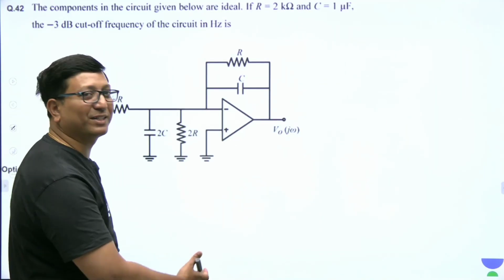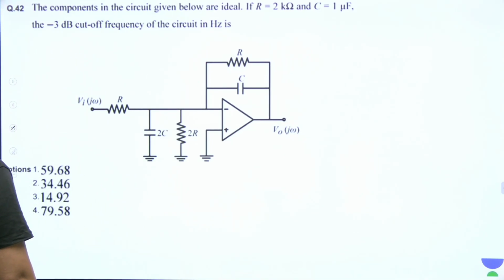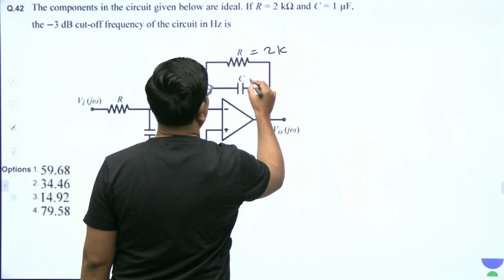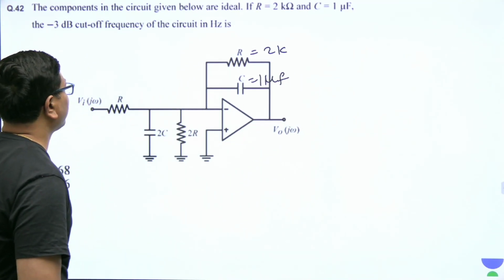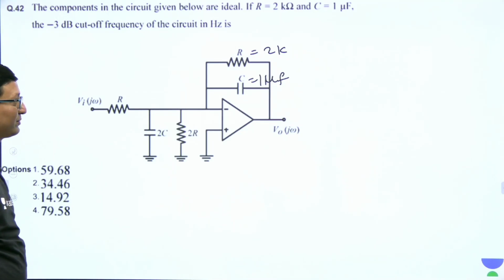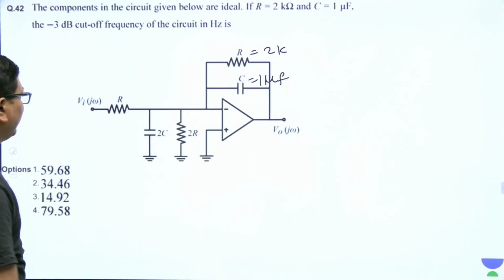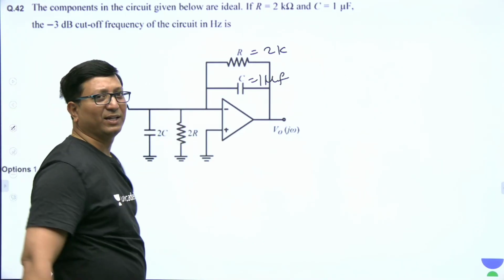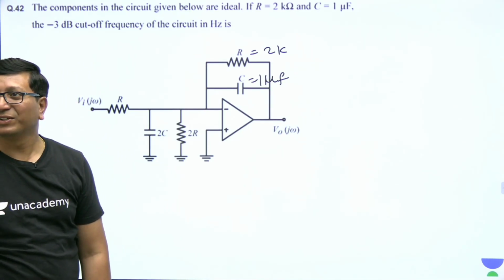Next one, active filters question. See this, the components of the circuit given below are ideal. If R is equal to 2K and capacitor is equal to 1 microfarad, then the 3 dB cutoff frequency of the circuit in hertz is, what is the 3 dB cutoff frequency of this circuit? It is a first order low pass filter. So many times I have gone through, I discussed this one, and most of the times they are asking this question only.